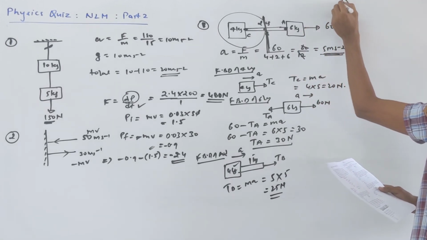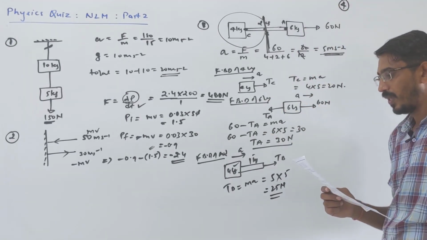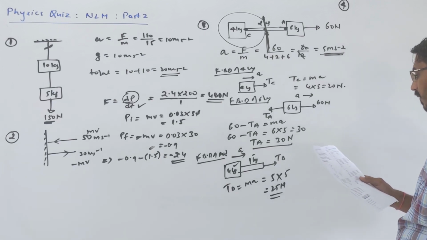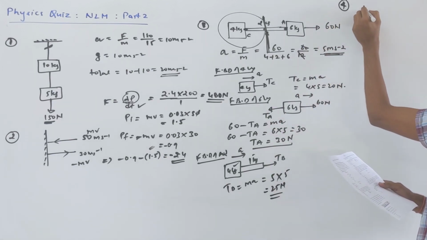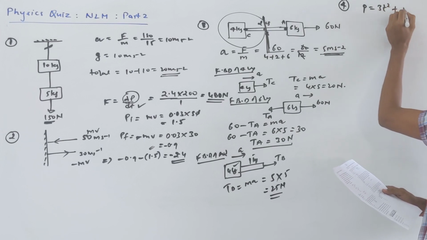Okay, let's move on to problem number 4. Here they said the linear momentum of a 2 kg body varies with time and is given as P equals 3t square plus 4.